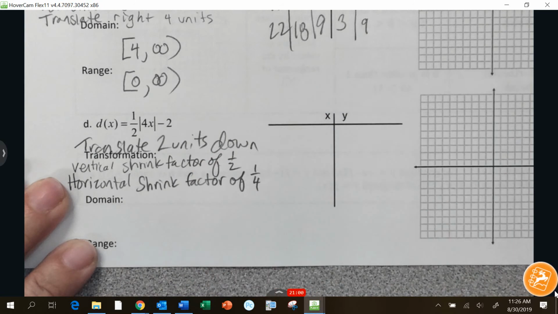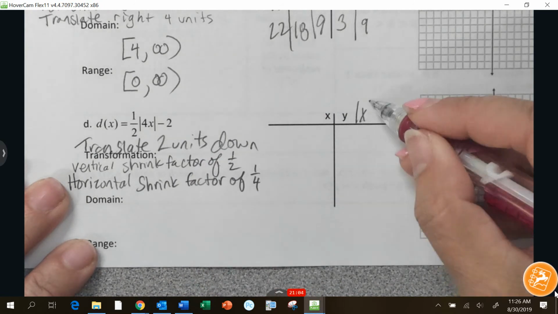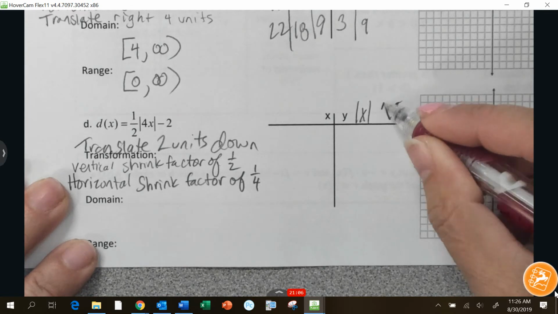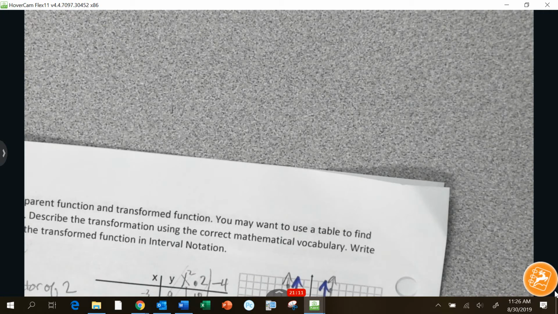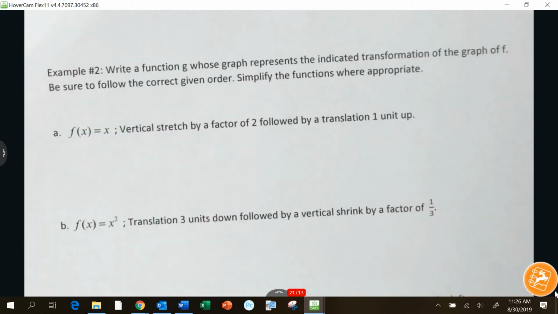And what shape is this one? A V shape. It's absolute value. So you'd have a V shape. So when you're done, if we're, no, you won't reflect it. Just kidding. All right, let's do the hard part.